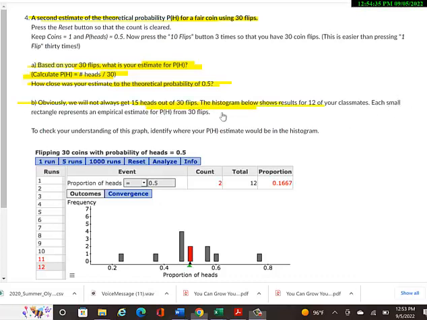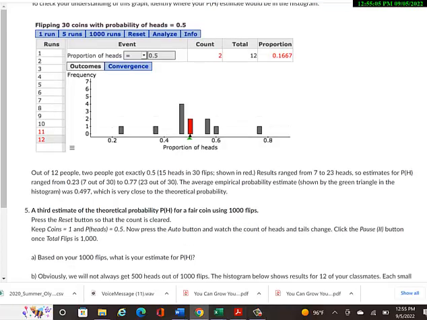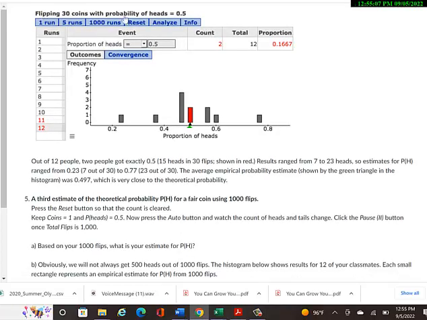The histogram below shows the results for 12 of your classmates. Each small rectangle represents an empirical estimate for the probability of H from 30 flips. To check your understanding of this graph, identify where your probability of heads estimate would be on this histogram. So when you calculated that up here, the probability of heads is the number of heads you got out of 30, divided by 30. So what number did you get? Some kind of decimal between 0.0 and 1.0. Where would it fall on here?